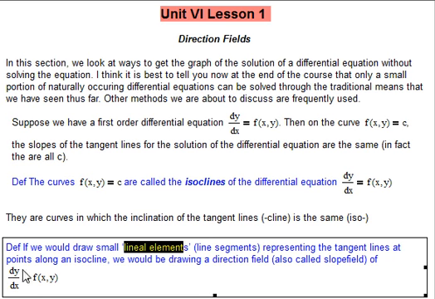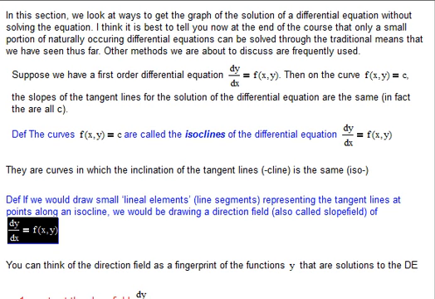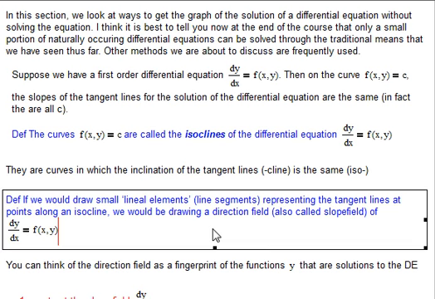You can think of the direction field as a fingerprint of the functions y that are solutions of the differential equation. Although to say it's a fingerprint is a little iffy. It might be more likely to call it the graph of all possible solutions, and where the slope is would be where the graph is tangent to these little lineal elements.